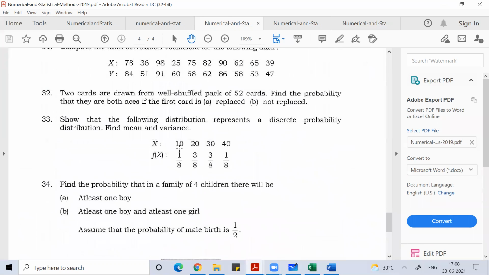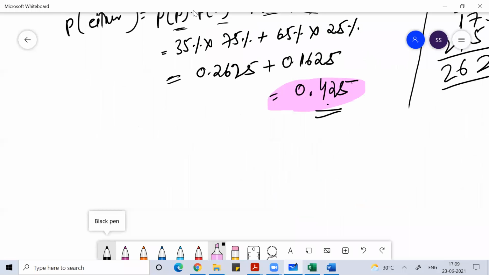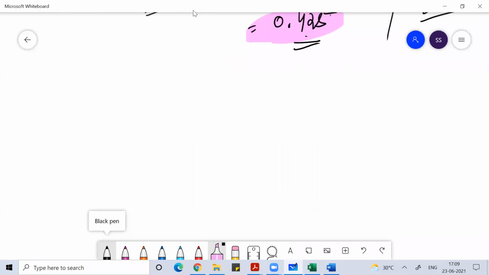If you see this page, question number 34, this question is coming every year. Everywhere you see this. Find the probability that in a family of 4 children, there will be at least one boy and at least one girl. So a family is there, they have 4 children.